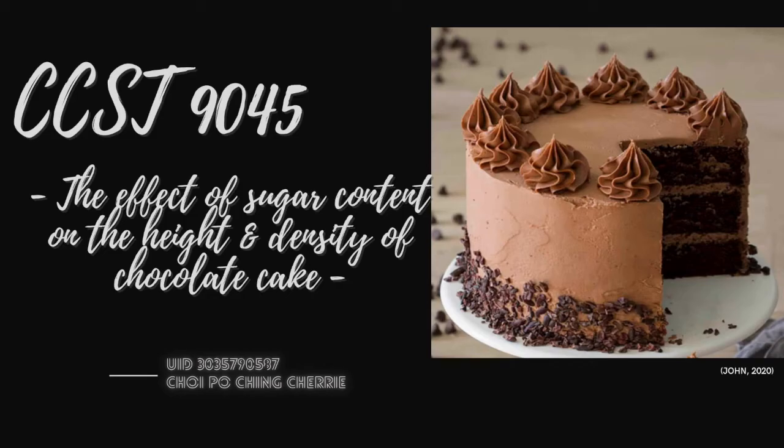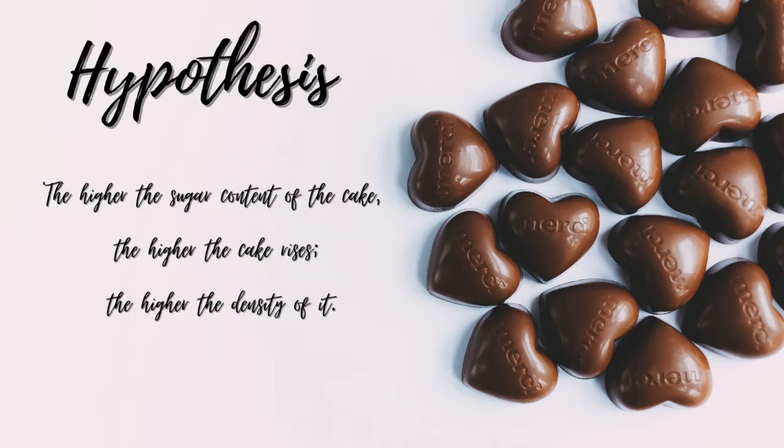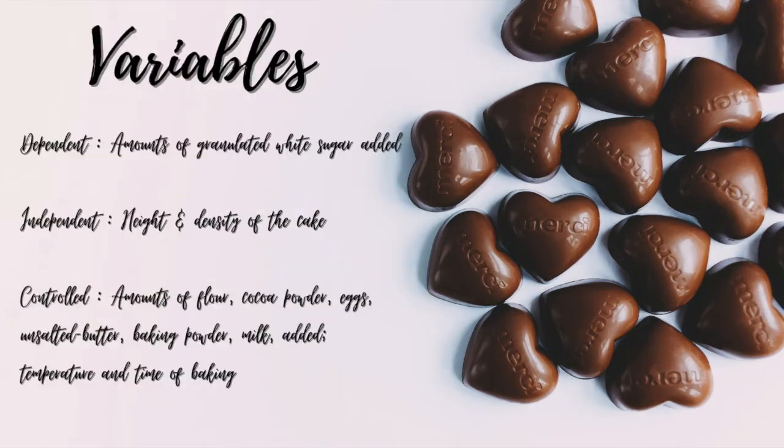CCST9045 project presentation. The effect of sugar content on the height and density of chocolate cake. The aim of the experiment is to make the perfect chocolate cake with the best taste and texture. The hypothesis is the higher the sugar content of the cake, the higher the cake rises and the higher the density of it. These are the dependent, independent, and controlled variables of the experiment.